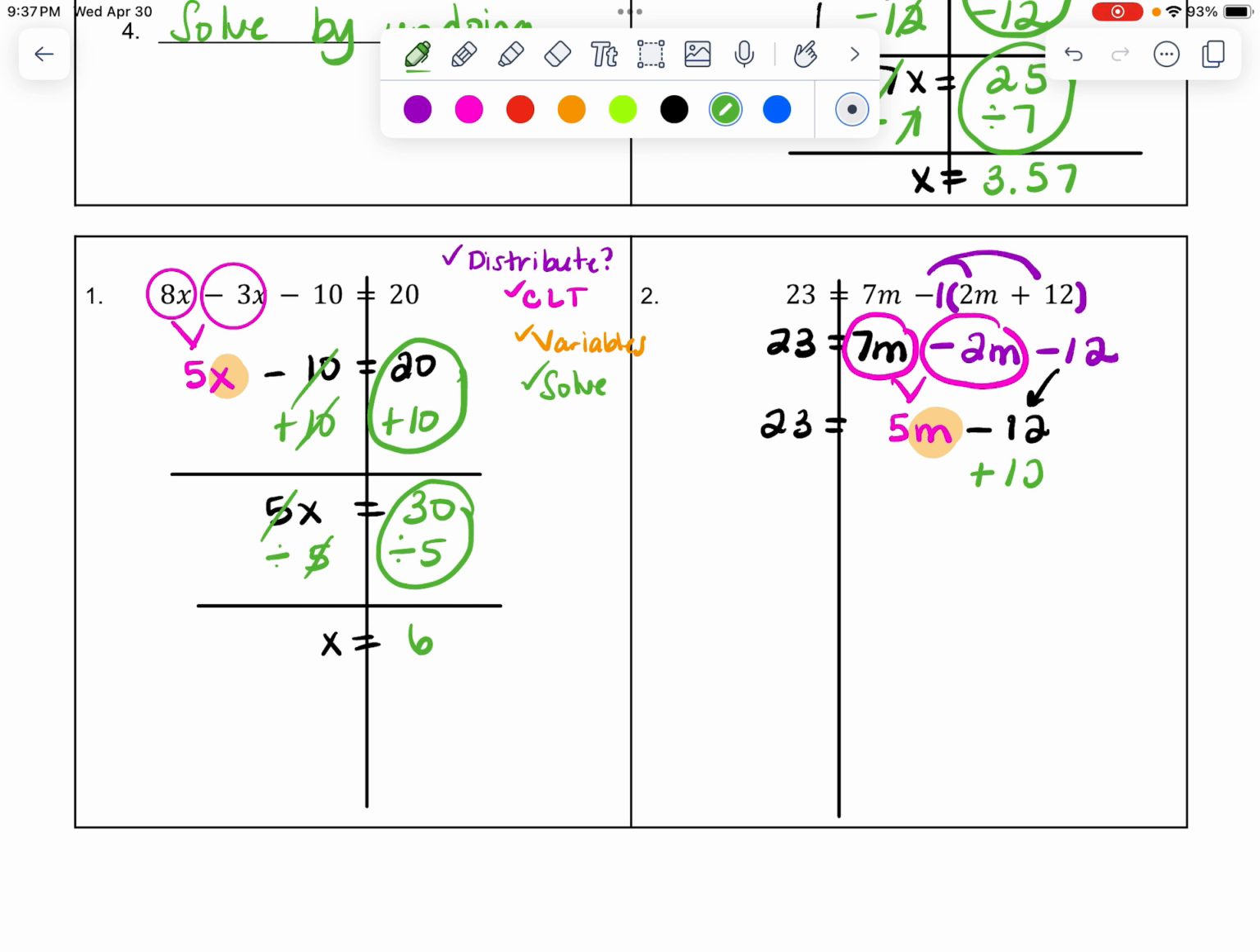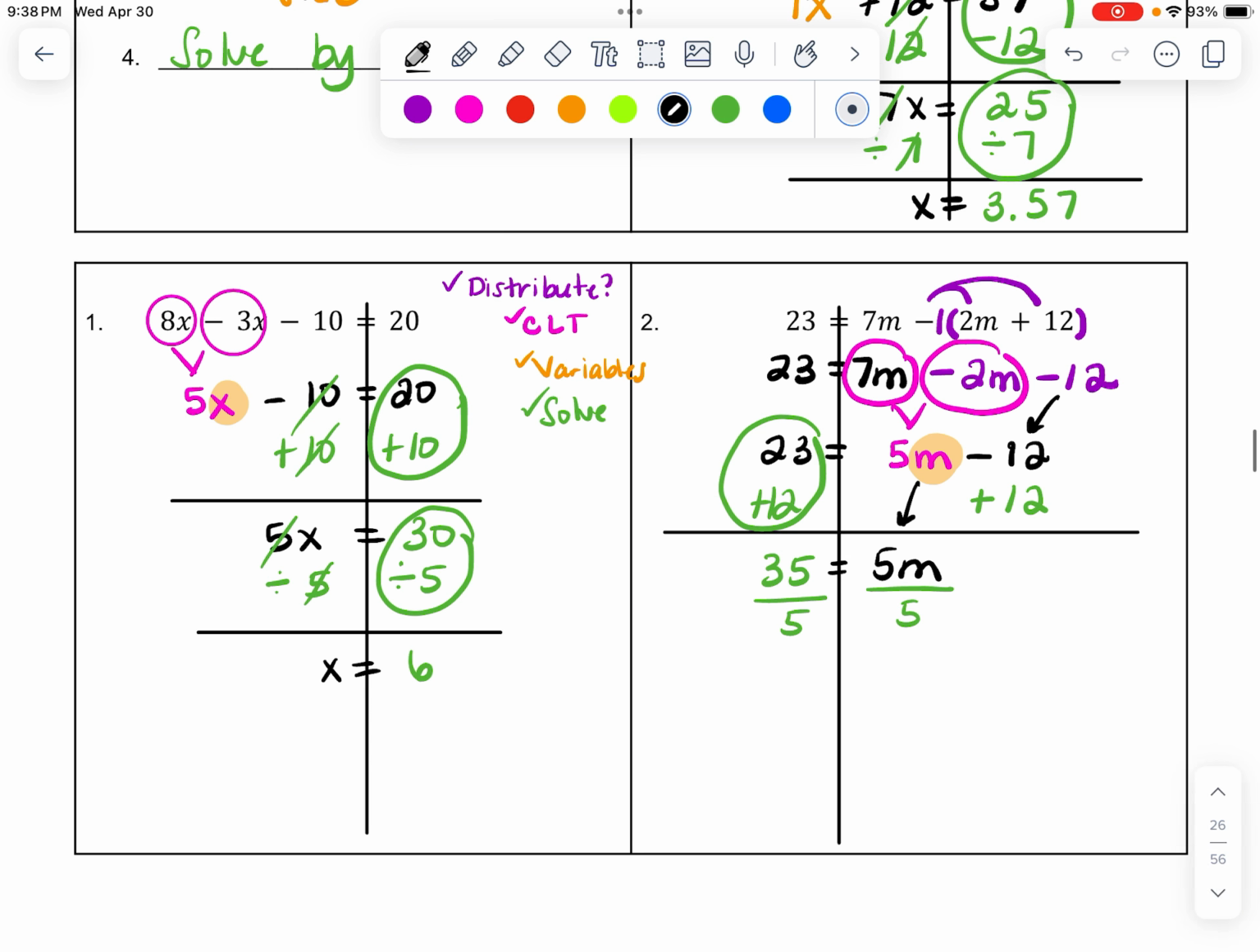So we're going to add 12 on both sides, which means that we get 23 plus 12 is 35. Equals, and we're going to copy down the 5m, and then we're going to just divide by 5. So we get m equals 35 divided by 5 is 7.